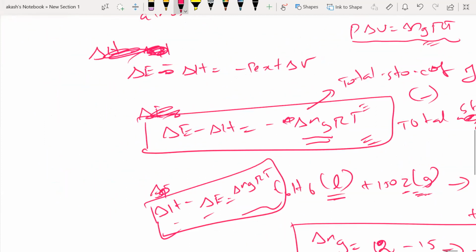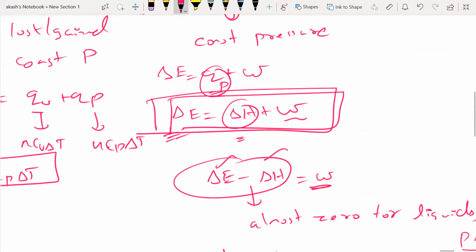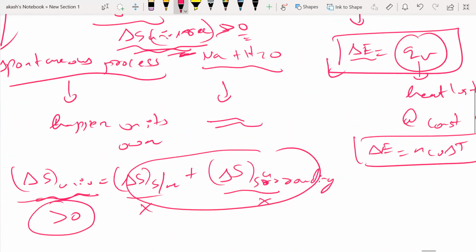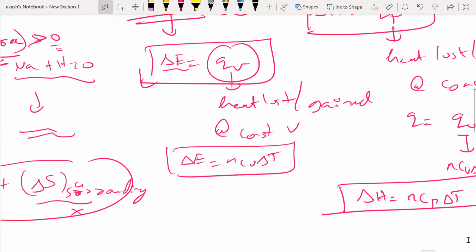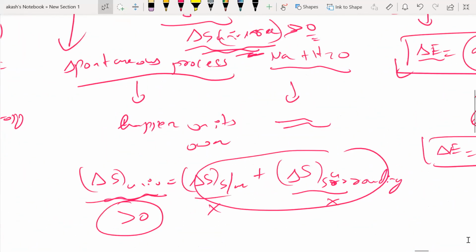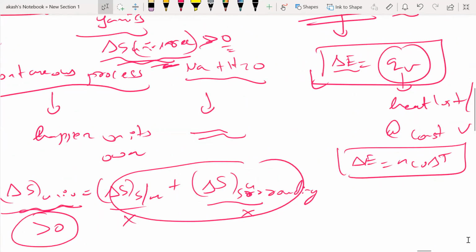So why did I introduce this particular enthalpy? Because it is going to be useful for the proof of the thing I told you about, delta S universe should be greater than 0 for a spontaneous process. But I don't want to take it up now. We'll see it in the next class, because I have to introduce some other things also, and then I have to do this.